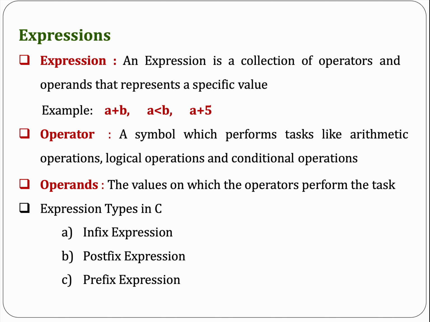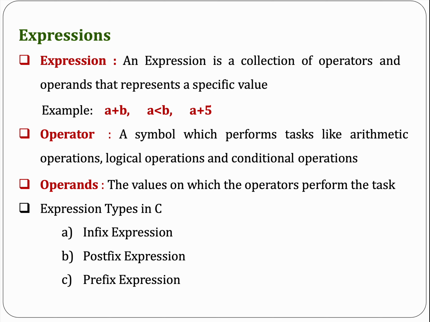So that's why an operator is given as a symbol which performs a task like arithmetic operations, logical operations and conditional operations. All those things we can call an operator, or else a mathematical operation. And operands are the values on which the operator performs the task. I hope you have a clear meaning. So the combination of operator and operands to represent a specific value, we can say is an expression.